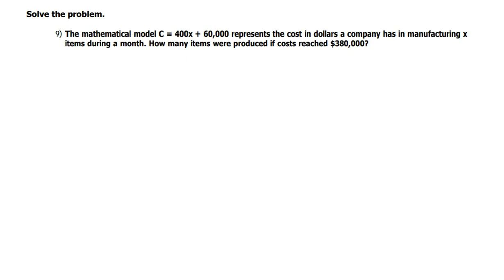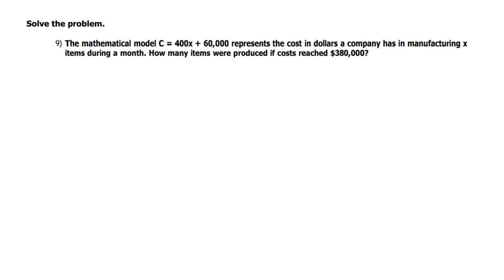We've got a mathematical model C, which equals 400x plus 60,000. And this represents the cost, get it? C, cost starts with letter C, in dollars, a company has in manufacturing x items during a month. How many items were produced if costs reached $380,000? So they're telling us that the costs reach this much, and C is the cost.